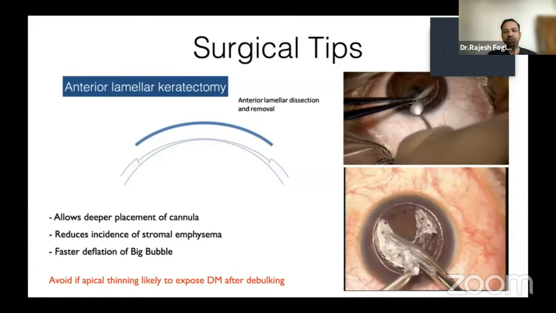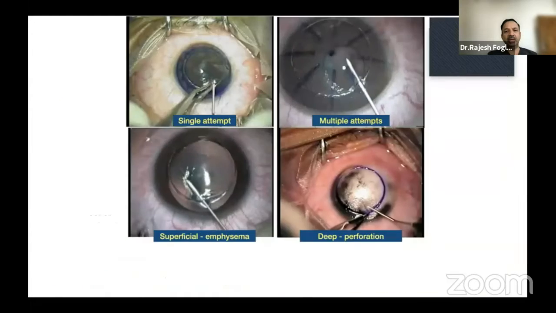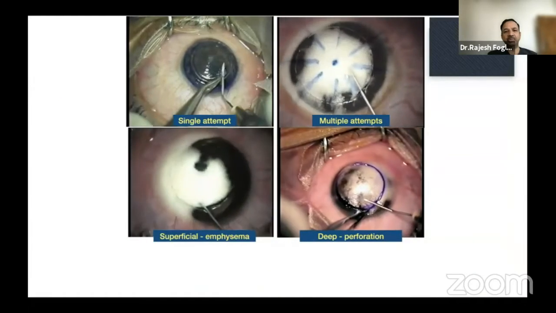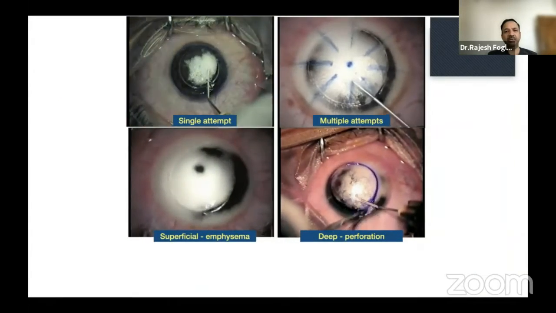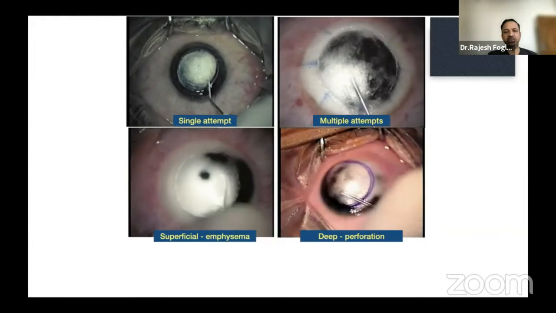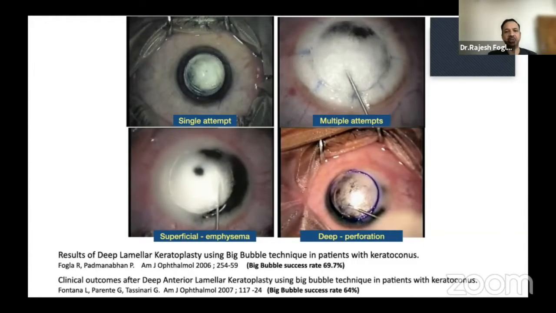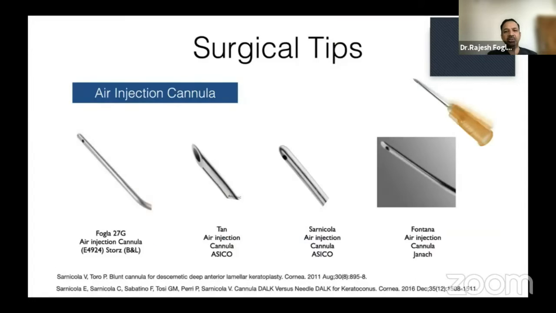I prefer to debulk the cornea, but again, it's a surgeon's preferred choice. Debulking should be avoided if the apex is very thin. Debulking allows deeper placement of the cannula and also allows faster deflation of the big bubble. That's just to show if the needle placement is superficial, you tend to have a lot of superficial emphysema, and if it goes deep, you have an increased risk of perforation. So a cannula is usually preferred.